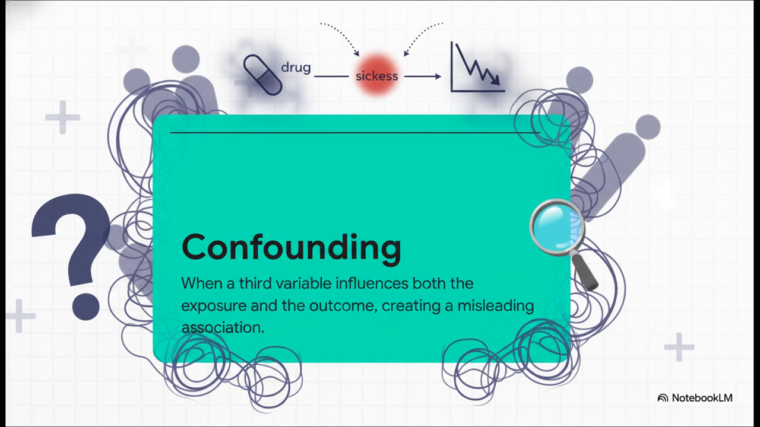It creates a fake link between two things. For example, sicker patients might be given a certain drug, and of course, sicker patients have worse outcomes. So, was it the drug, or was it just how sick they were to begin with? That's confounding in a nutshell.